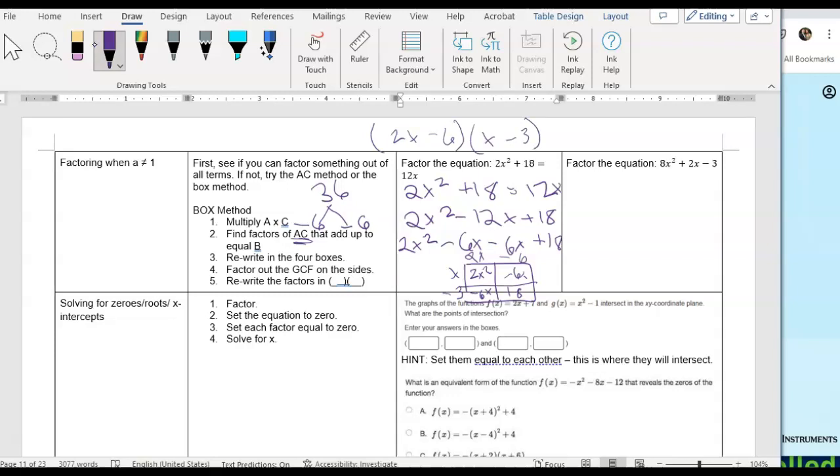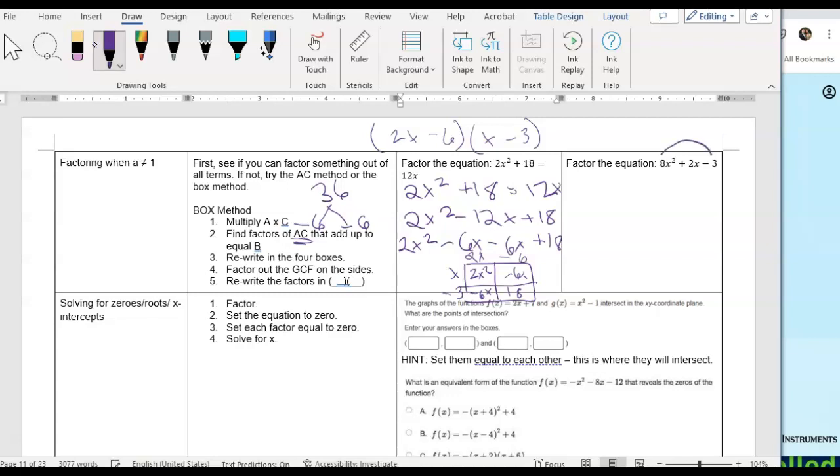And you can go forwards and check to make sure that that works. But you want to check to make sure 2x times x is 2x squared. X times negative 6 is negative 6x. Negative 3 times positive 2x is negative 6x. And negative 3 times negative 6 gives us positive 18. Then if I needed to, I could solve by setting these each equal to 0.